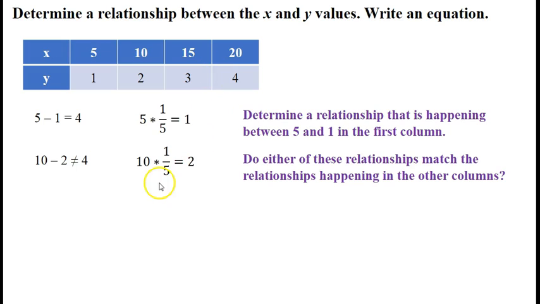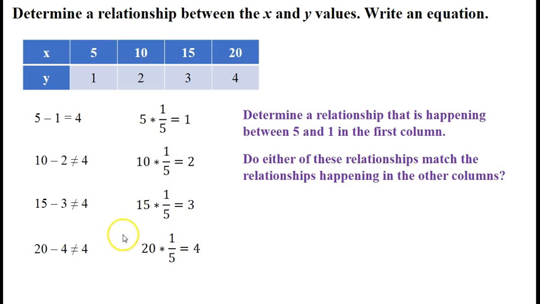So let's look at the last two columns quick, just to prove what we're saying here. 15 minus 3, that doesn't equal 4. 20 minus 4, that doesn't equal 4. Over here on this side, we were multiplying them by 1/5. 15 times 1/5, that equals 3. 20 times 1/5, that equals 4. So the first relationship, subtraction, does not work. However, multiplying the x values times 1/5, that does work.